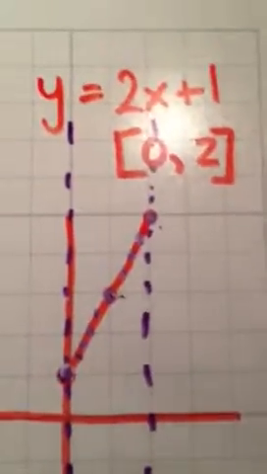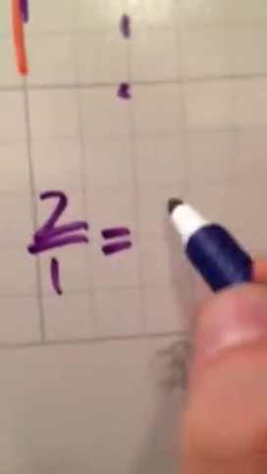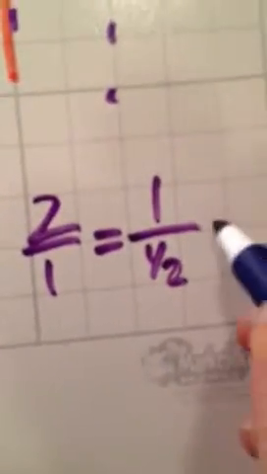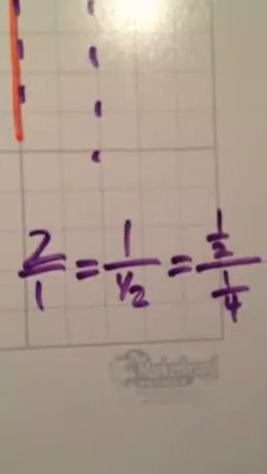And when I say smaller, I just mean instead of doing the slope of 2 over 1, that is also equivalent to 1 over a half. It's also equivalent to a half over a fourth. All of those fractions are equal. They just allow it to go in smaller increments.